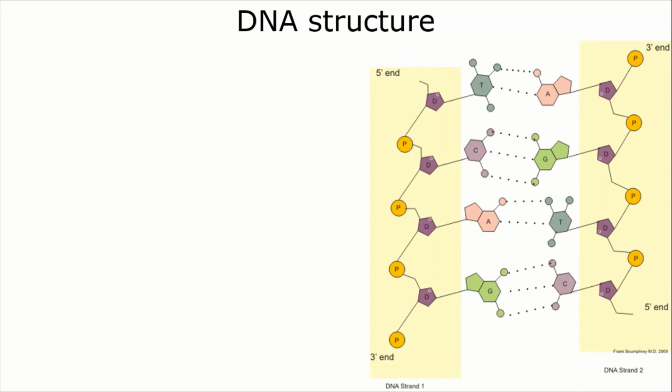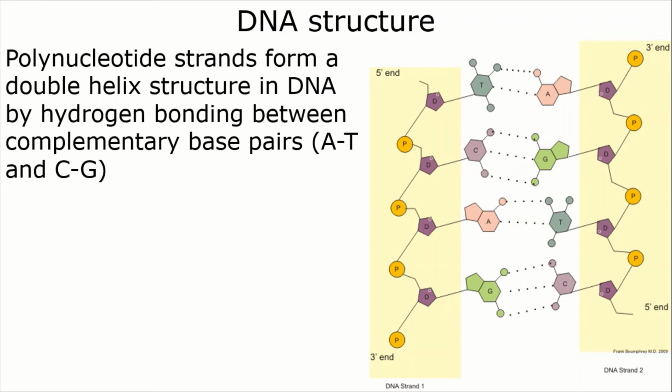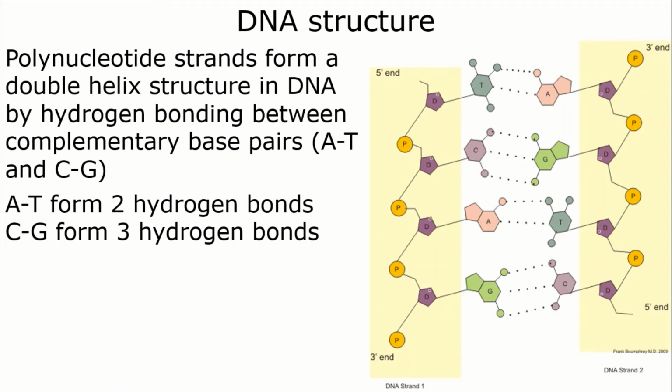And as we can see, our bases are sticking into the middle. The bases from one strand will interact and bond with the bases from another strand, and this will form our DNA double strand. They form hydrogen bonds by a process called complementary base pairing. So adenine always bonds with thymine, and cytosine always bonds with guanine. Adenine and thymine, or A and T, will form 2 hydrogen bonds between them, and cytosine and guanine, C and G, will form 3 hydrogen bonds between them.